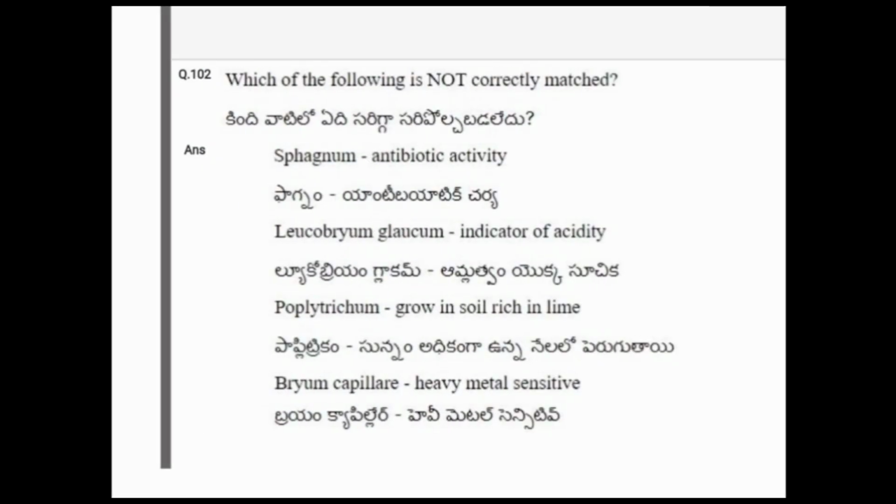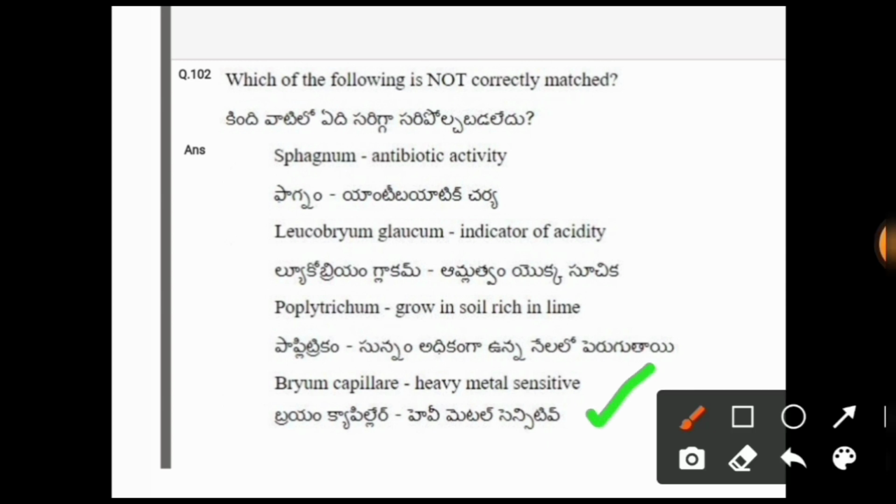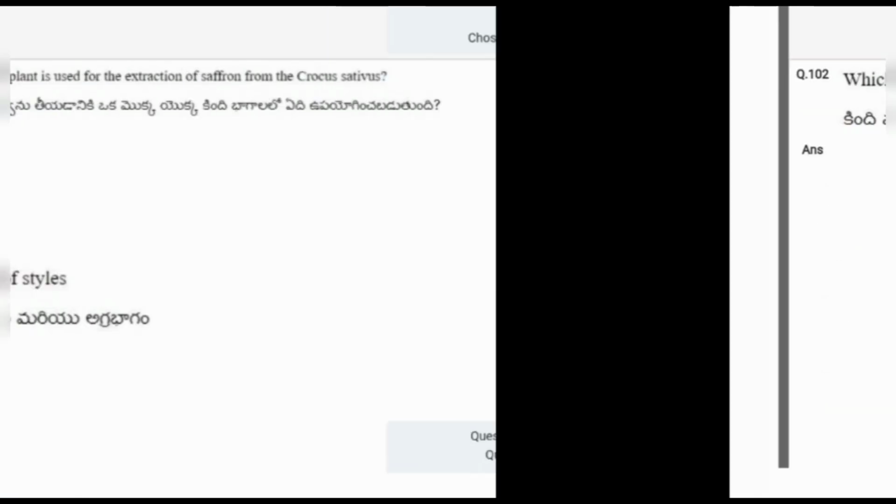Which of the following is not correctly matched? Sphagnum, antibiotic activity. Leucobryum glaucum, indicator of acidity. Polytrichum, grow in soil rich in lime. Bryum capillare, heavy metal sensitive. The correct option is the fourth one, that is Bryum capillare, heavy metal sensitive.